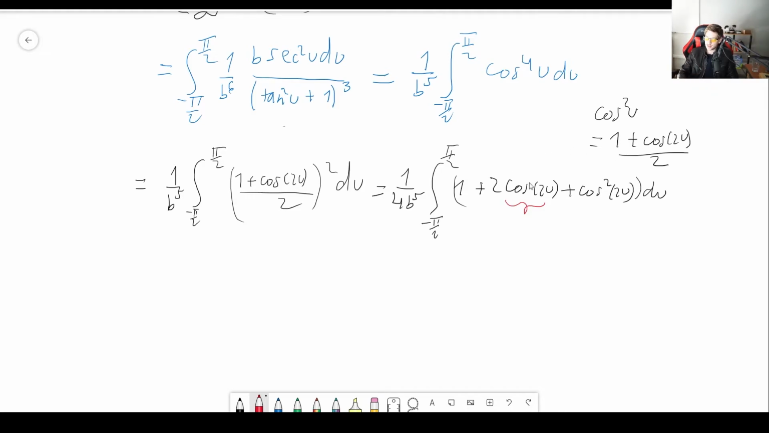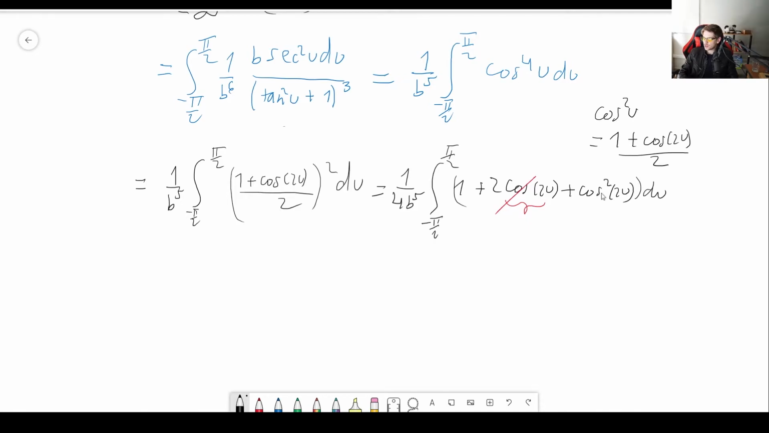And this is very important. Every cosine integral that we do is going to be 0. All right? So I hope that this is very, very clear. Maybe I'll just show you one more time. We're integrating cosine of 2u from minus pi over 2 to pi over 2. This is, of course, sine of 2u between minus pi over 2 and pi over 2. So this is sine of pi, which is 0, minus sine of minus pi, which is also 0. So that part is 0.